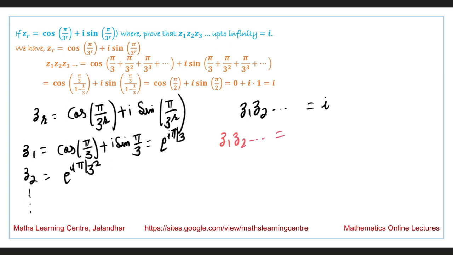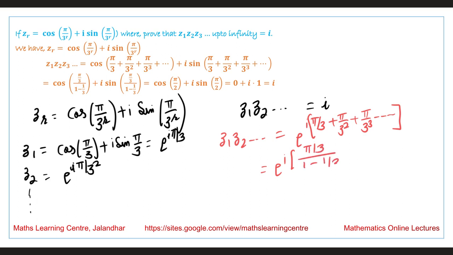This is equal to e raised to the power iota times (π/3 plus (π/3)^2 plus (π/3)^3 and so on). This is a GP, an infinite GP. The first term is π/3 and the common ratio is 1/3. We are talking about the common ratio over here: (π/3)^2 divided by π/3 is equal to 1/3.